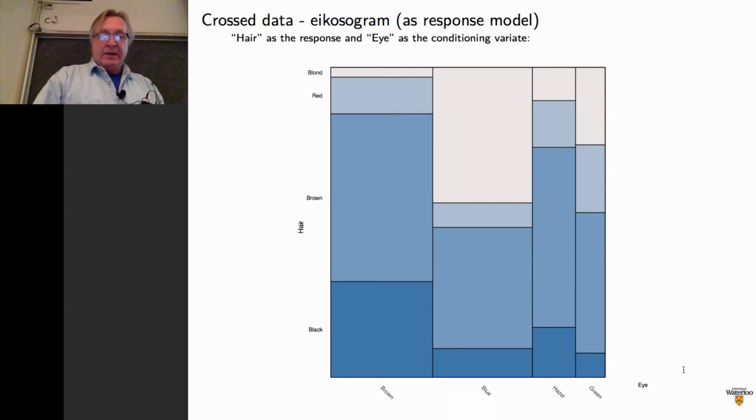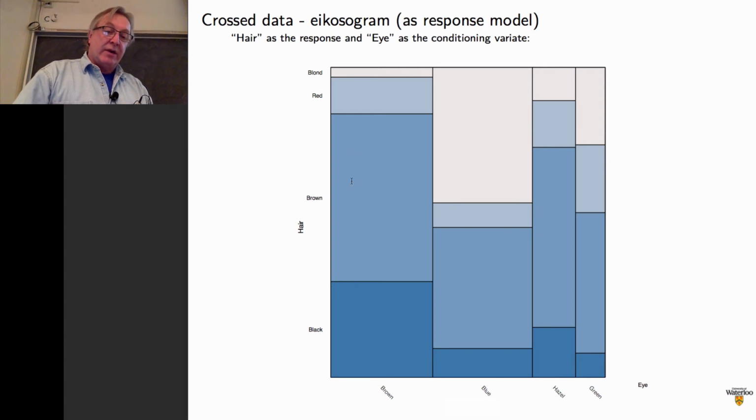So here's an eikosogram. On the vertical axis is the y, on the horizontal is the x variable. So this is the response, and this is the conditioning or explanatory variate. It's I on the bottom here. We've got 4 different eye colors. The width of this first bar is proportional to how many people have brown eyes in that group. This width, how many people have blue eyes, hazel eyes, green eyes. And then within the group that has brown eyes, the proportion that have black hair will be that height.